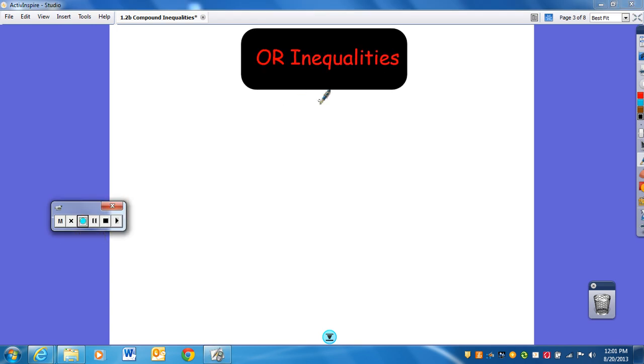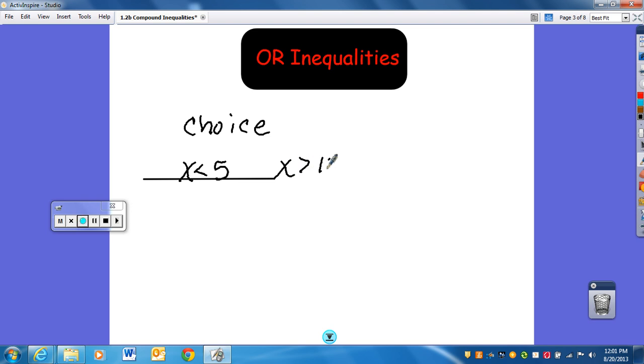On the other hand, we might have an example in our society of an "or" inequality. So I want to do this or I want to do something else. These would be considered separate pieces. I make a choice, and they're going to be separate sections. For example, if I said that you could have less than 5 cookies, or you could have more than 10 cookies.